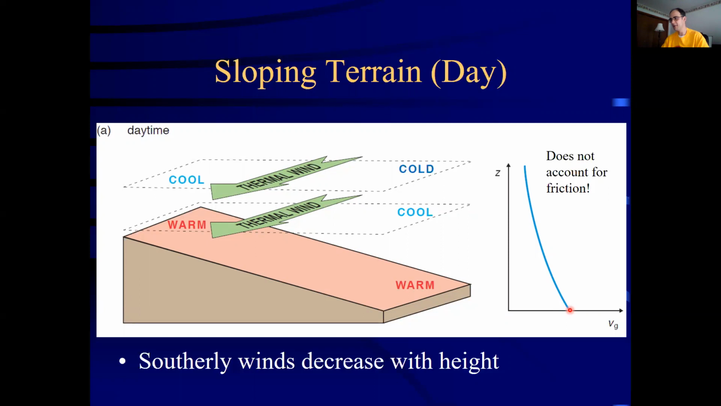So we have southerly flow at the surface, and then that southerly flow becomes more northerly as we go up, or the magnitude of the southerly flow decreases with height. So that would also yield a wind maximum down in the lower troposphere just during the day, but the winds here just decrease with height monotonically during the day.